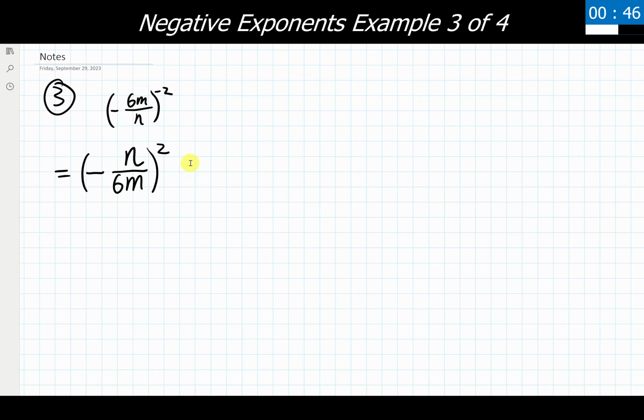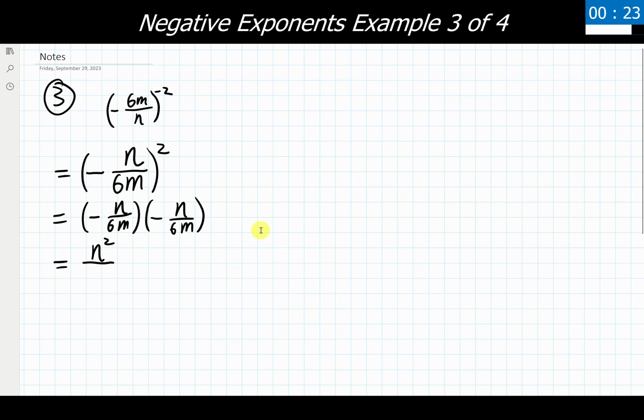I'm going to go ahead and expand this out just to show that this is multiplying by itself just twice. And then we can multiply these fractions straight across and get to our final answer. A negative times a negative is a positive. N times n is going to give me n squared in the numerator spot. 6 times 6 is going to give me 36. And then m times m is going to give me m to the second power.